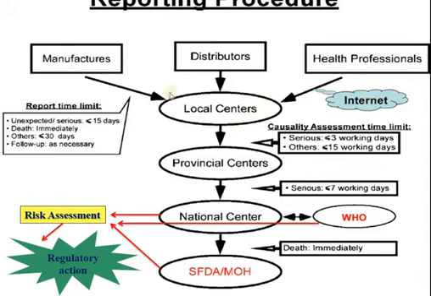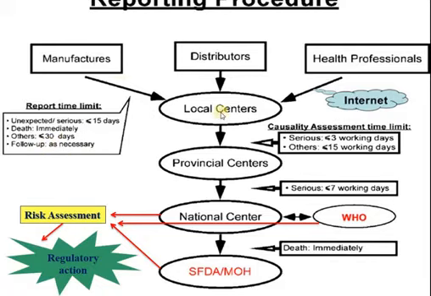Now these data are collected through the local centers that perform the pharmacovigilance, taking into consideration that there is a time limit for reporting these events by the manufacturer. For example, unexpected serious reactions should be reported within a time that does not exceed 15 days, while cases of death should be reported immediately, within 24 hours, to the local centers, while others, which are considered mild or not fatal events, should be reported within a time that does not exceed 30 days. And the follow-up should be continued as necessary by the manufacturers.